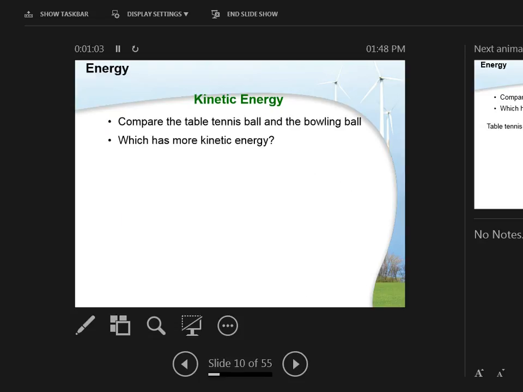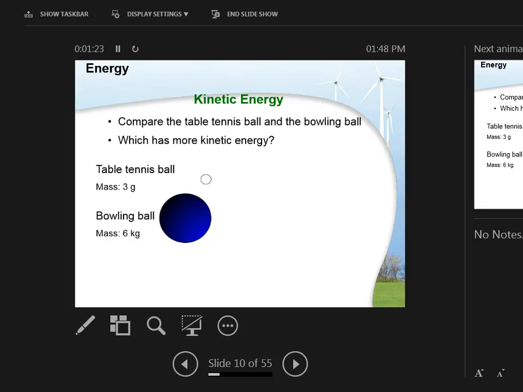So now I want you to compare between this table tennis ball and a bowling ball. Which one has more kinetic energy? Over here, we have a table tennis ball. Some information for you, it weighs 3 grams. The table tennis ball has a mass of 3 grams and a bowling ball has a mass of 6 kilograms. They are both starting at the same point.